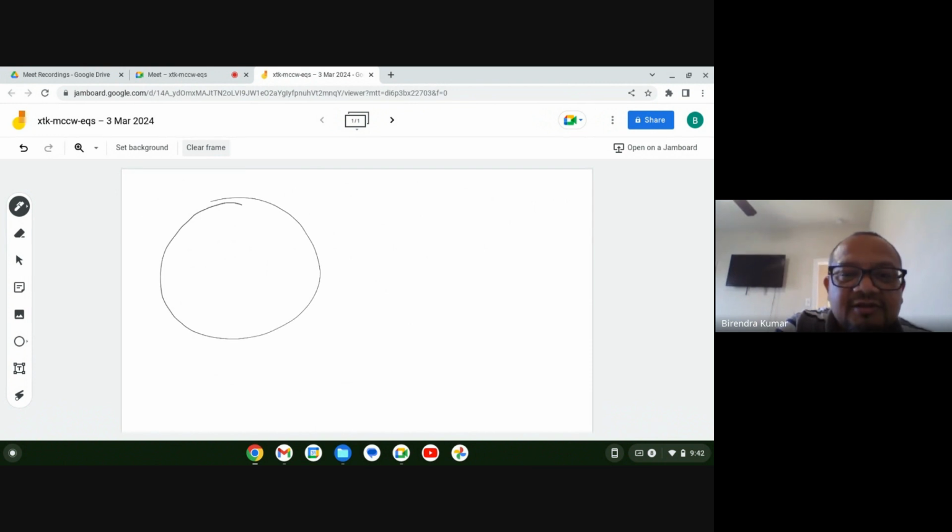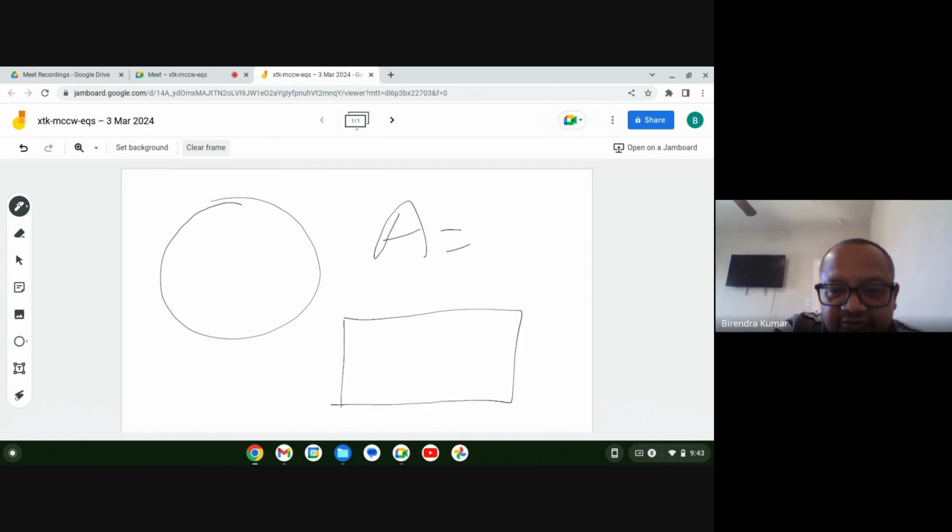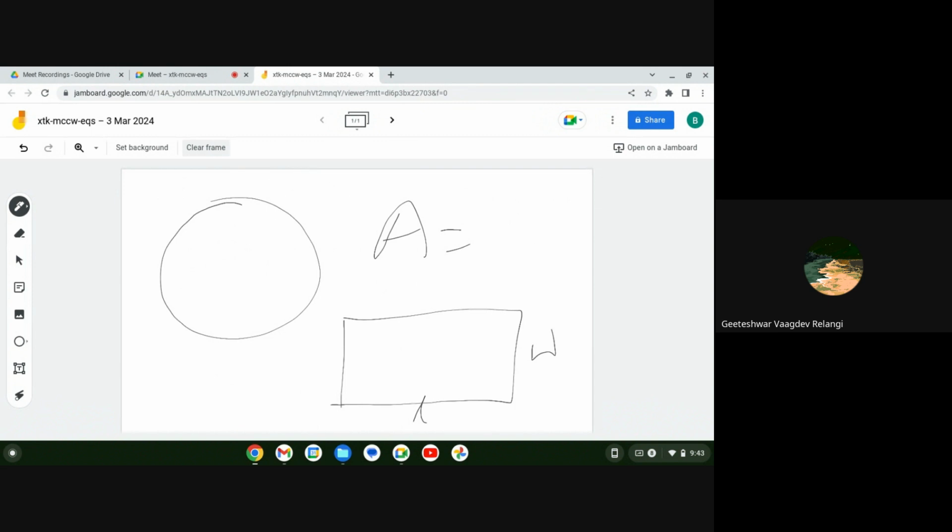Now you don't calculate the radius. You calculate the area. Like if I'm talking about a rectangle, I don't ask how do I calculate the length. You don't calculate the length. You are given the length and width, and you calculate the area. Likewise, for a circle, you'll be given the radius.